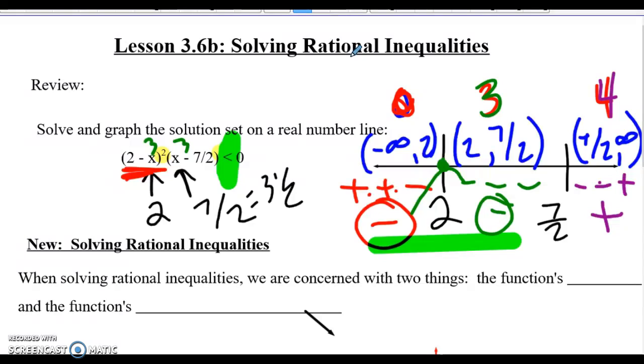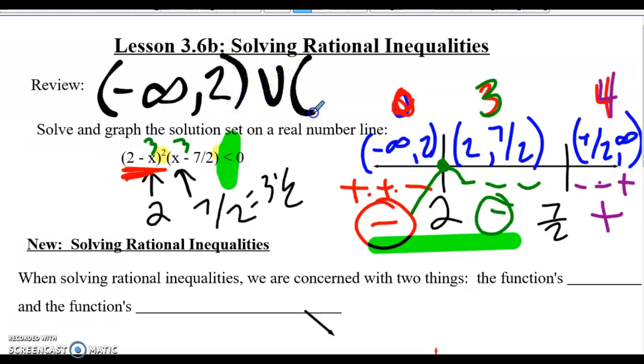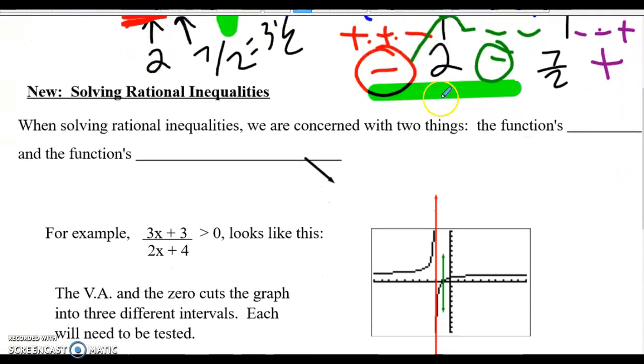My solution for this one is going to be negative infinity to 2, parentheses, union 2 to 7/2. Now some of you are like, why didn't you just go negative infinity to 7/2? Because was it asking for when it was 0? No. So therefore, you gotta stop. Alright, so that's review. Hopefully that was good.